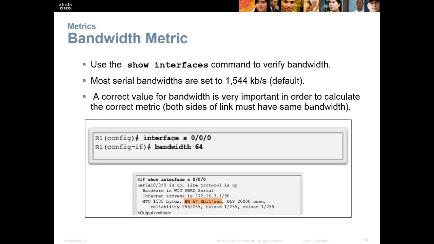Alright, you can also set the bandwidth manually if for some reason you wanted to change the calculation of the metric. Now remember, when I change the bandwidth number here, so if I go to interface 0/0/0 and I put in bandwidth 64, that does not limit my bandwidth. It will still use all 1544 kilobits per second. But when I do a show interface, it'll only show bandwidth 64, and it'll only use 64 in the calculations of the metric. So that's all it changes, is the calculation of the metric.